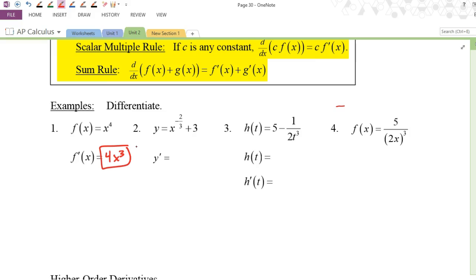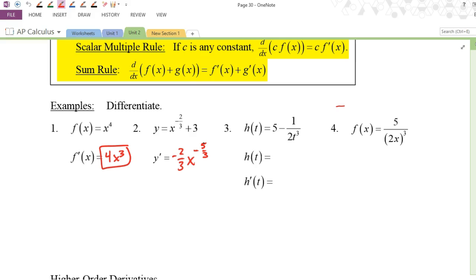All right, what about number 2? If I have x to the negative 2/3, negative 2/3 x to the negative 5/3, what's the derivative of 3? 0, so it goes away. Everybody good with that? Can I leave it like that?